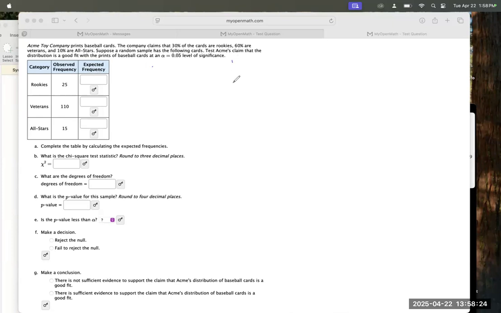And so we first have to do this pre-problem where we write out the percentages. So the categories are rookies, veterans, and all-stars. And the percentages that belong to each of these categories, they say the company claims that 30% of the cards are rookies. So this is 30%. The veterans, 60% are veterans, and 10% are all-stars.